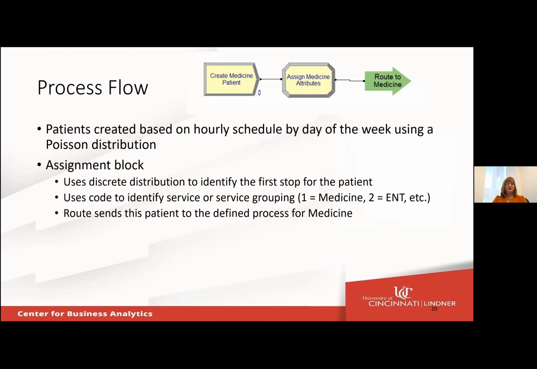From a process perspective, from a process flow, as we were thinking about this, patients were created on an hourly basis by day of the week using a Poisson distribution. And what we would do is we would create our patient, and then we would assign an attribute, we call it, for our patient that said where they were going. Are they going to unit 12? Are they going to unit 13? Are they going to unit 22? Where are they going? And then we would route them to the appropriate service so that we could pull in the distinct flow patterns.